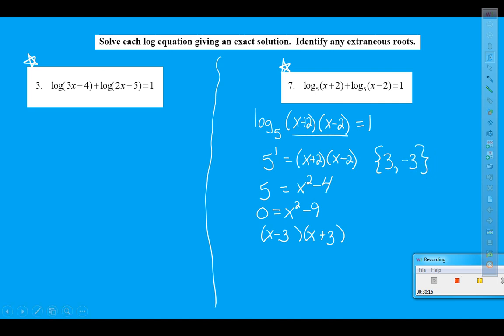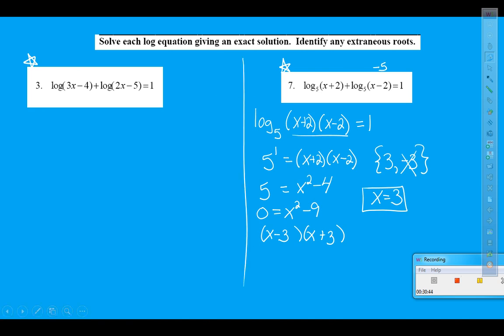But once again, make sure there's not an extraneous root. I can plug in a 3. 3 plus 2 is 5. That's okay. 3 minus 2 is, I mean, 1. That's okay. Let me plug in negative 3, though. That's really what I was thinking, negative 5. Negative 3 minus 2 is negative 5. I can't use the negative 3. So there's my lone answer.